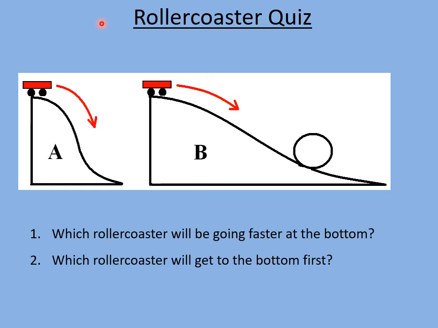So let's do a little conceptual quiz here. We've got 2 roller coasters. They both are at the same height, and both are starting at rest at the top. Roller coaster A is really steep, and it's going to glide down this really steep hill. Roller coaster B, with the same height, is less steep. It's a much longer hill, and it also has a loop where you're going to loop upside down until you finally reach the bottom.